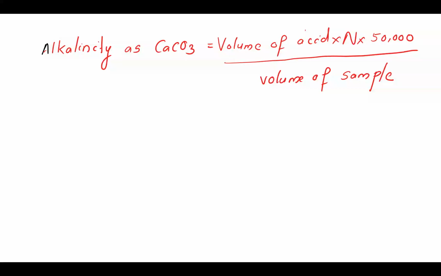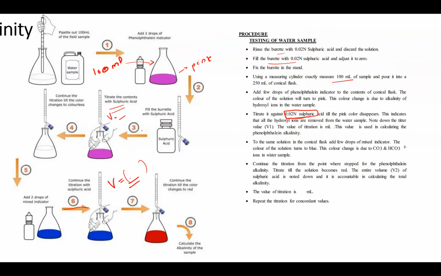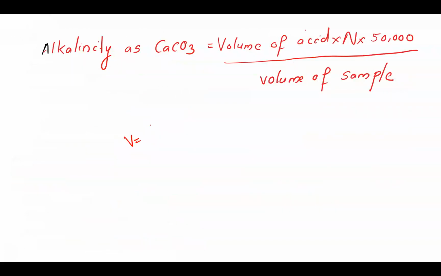Then you calculate the total volume. You know the volume of sulfuric acid used here and here also. So alkalinity as CaCO3 is equal to the total volume of the acid times N times 50,000 divided by the volume of the sample.